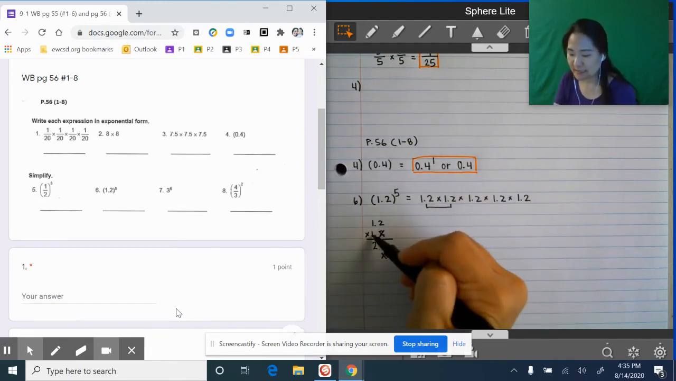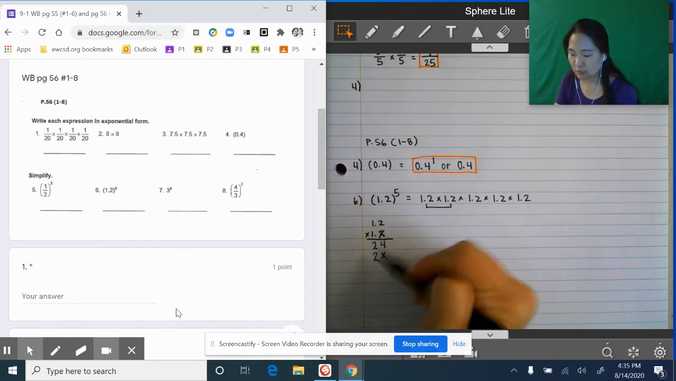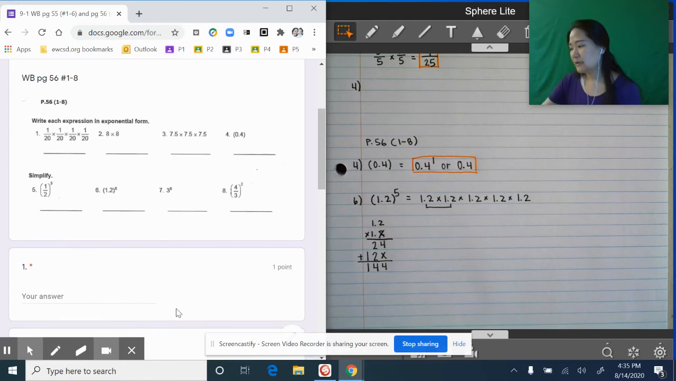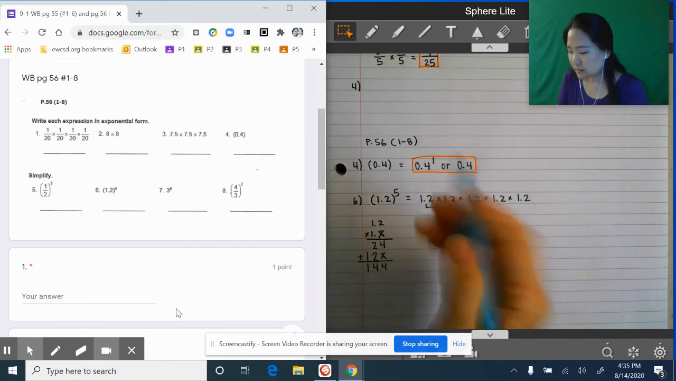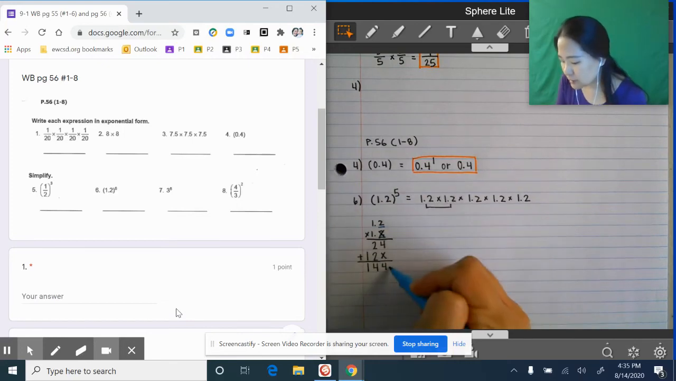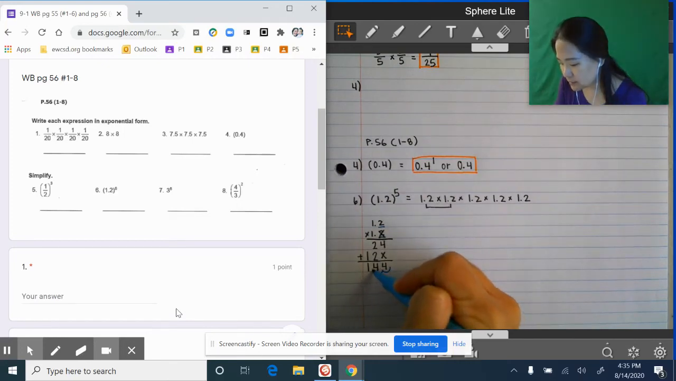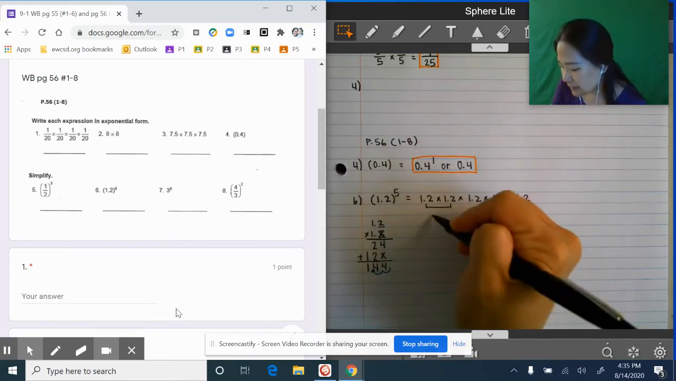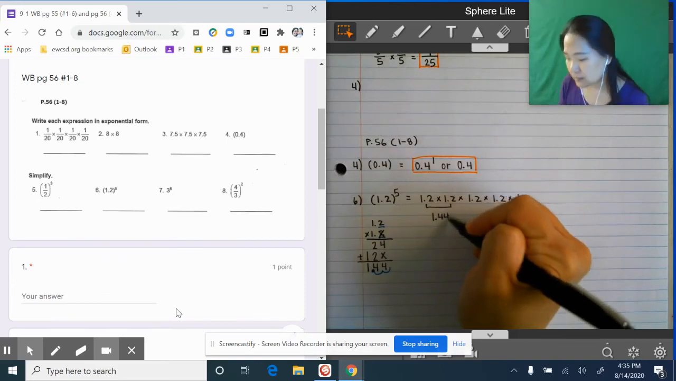Now I'm going to multiply the next digit. 1 times 2 is 2. 1 times 1 is 1. Add them up: 4, 4, 1. And then the next step is for you to count how many decimal places there were. If you take a look at the problem, you have 2 decimal places. So that means I'm going to put the decimal point 2 places to the left. Okay? So here I have 1 and 44 hundredths.